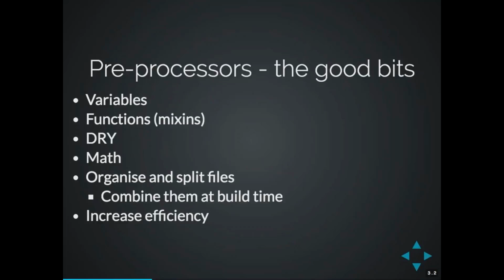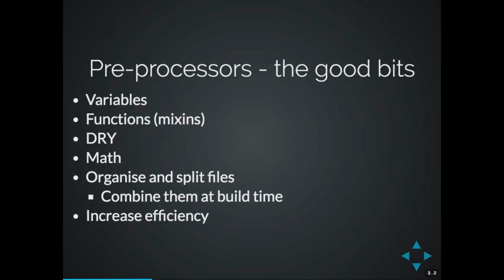So the good bits: you get all the variables that you didn't have, so you can have a variable for colors, spacing, heights and widths and things like that, and functions too. If we want a function that will generate some code for us, we don't have to repeat ourselves, copying and pasting rules all over the place. We can just use a function to do it.